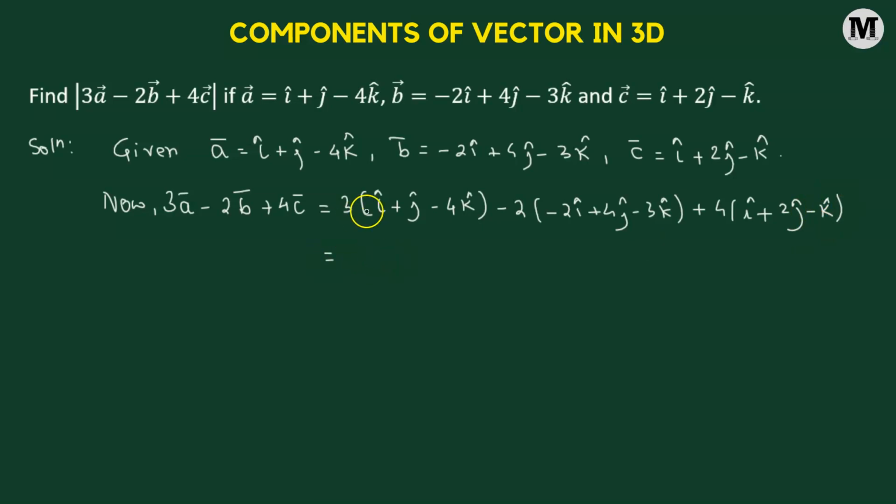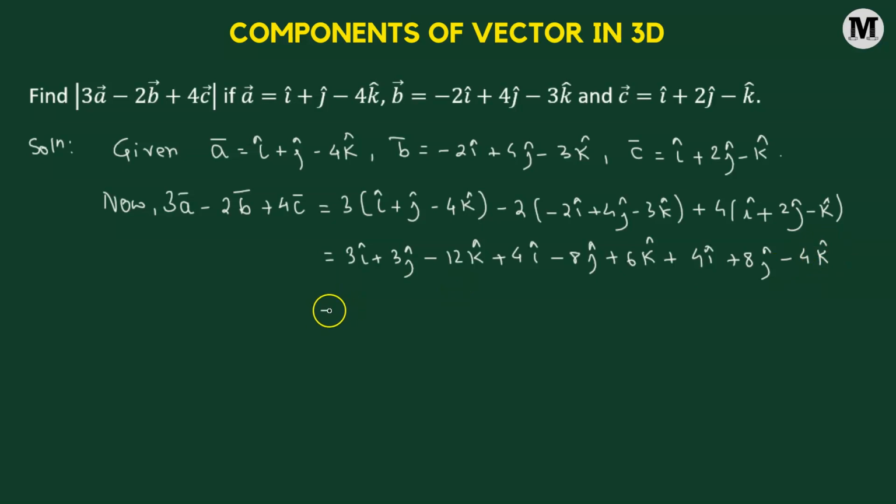Okay, now we have a scalar 3 multiplied to i cap plus j cap minus 4k cap. What we'll do, we'll multiply 3 with each of the coefficients of i cap, j cap and k cap. So we get 3 times i cap plus 3 times j cap minus 12k cap. Then we have negative 2 multiplied to the vector b. So we'll multiply the scalar negative 2 with each of the components of i cap, j cap and k cap. So we get positive 4 i cap, then negative 8 j cap and then positive 6 k cap, added to 4 times i cap plus 8 j cap minus 4 k cap.